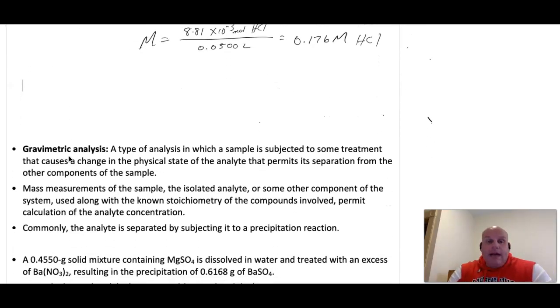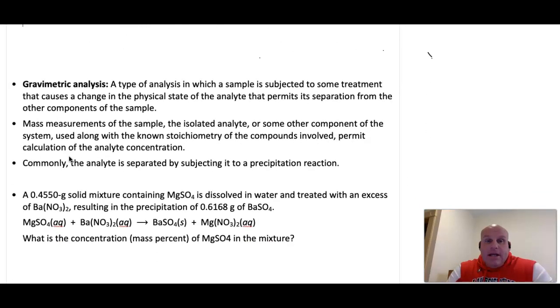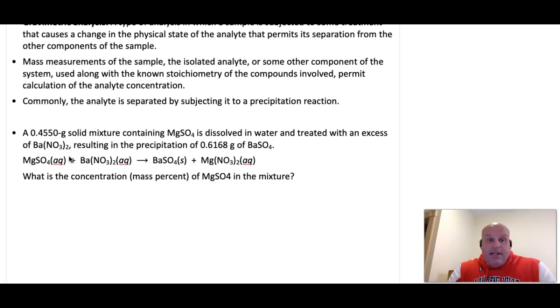Let's look now at a gravimetric analysis. You can see here by definition, this is where we're going to get separation from the components. Here we're going to be dealing with masses and precipitates. This mostly happens in a precipitation reaction. So instead of looking for the molarity, we're going to be looking for the mass percent. You remember when we talked about concentrations, concentrations can be recorded in a couple different ways. So typically here we're going to be trying to calculate the mass percent.